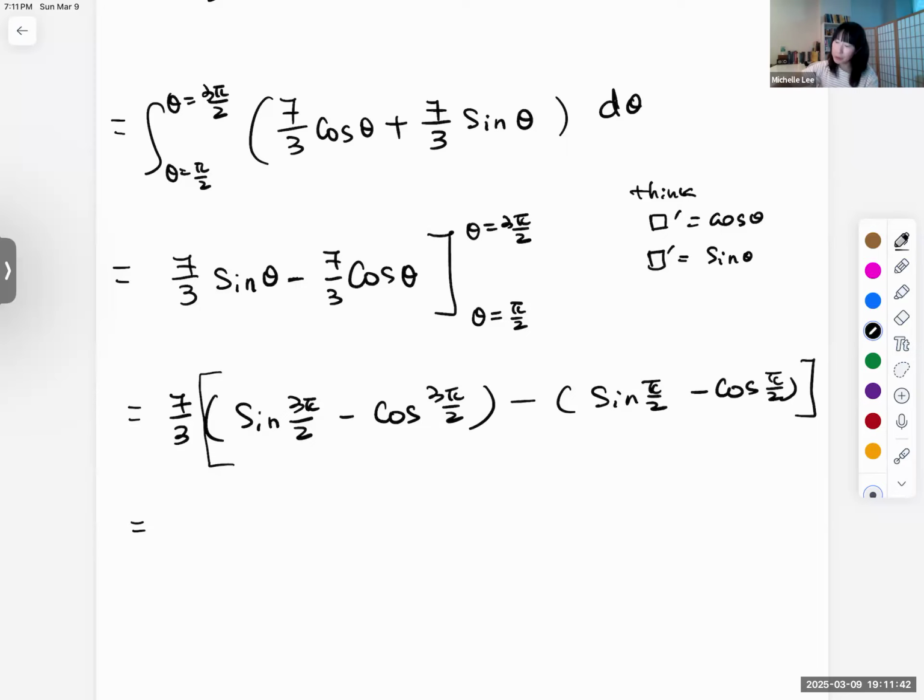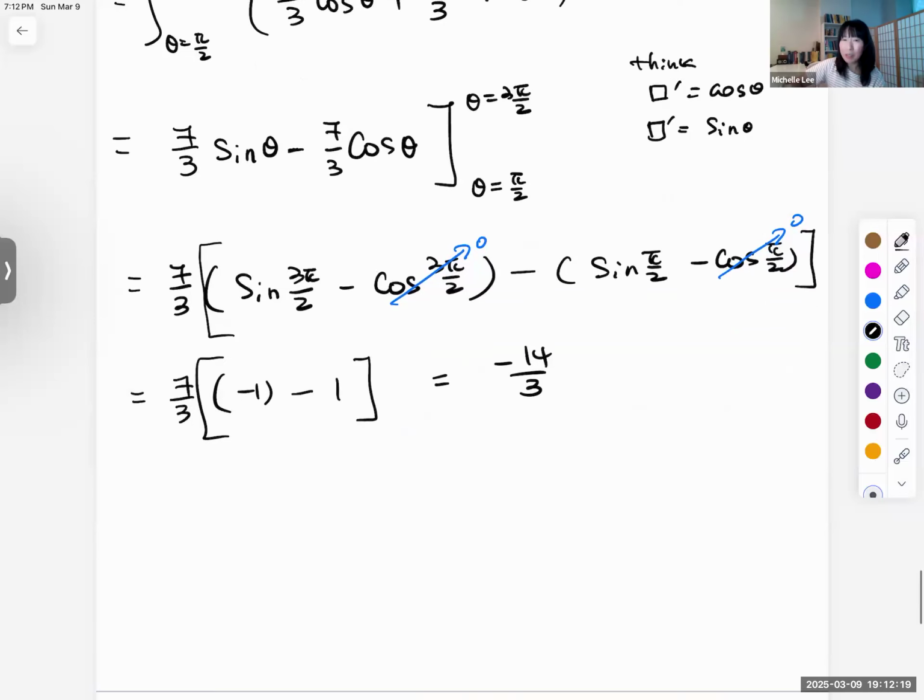So cosine 3 pi over 2 is 0. Cosine pi over 2 is 0. Sine 3 pi over 2 is negative 1. 7/3, negative 1. And minus sine pi over 2, it's a 1, right? It's negative 2. Negative 2, which is negative 14/3, right?